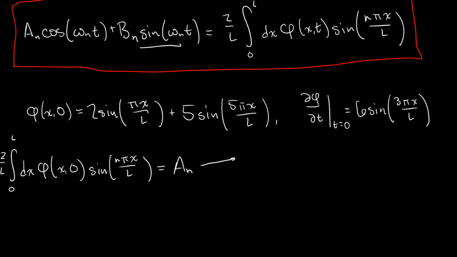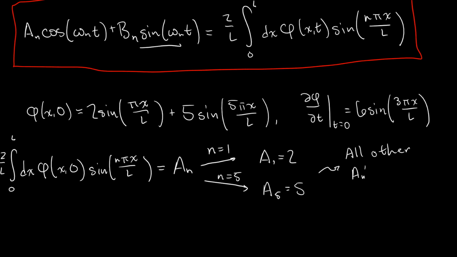Like I said, I only get two non-zero cases for n, which is n equals 1, in which case I find that a sub 1 equals 2, and then n equals 5, in which case a sub 5 is equal to 5. And then all other a sub n's vanish.